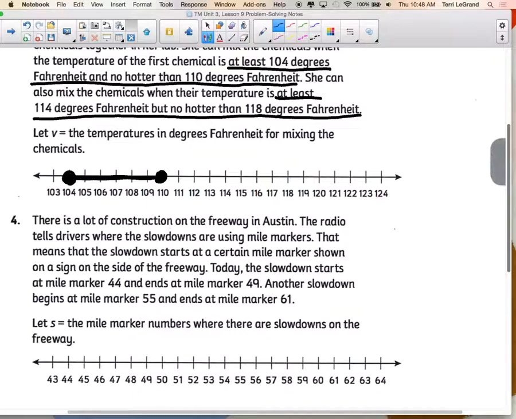Okay, how about the other part? 114 degrees. Should we shade it in? Can it be 114? At least 114.